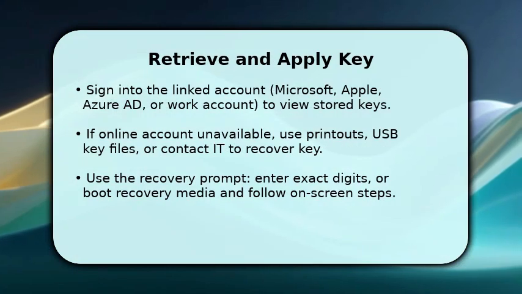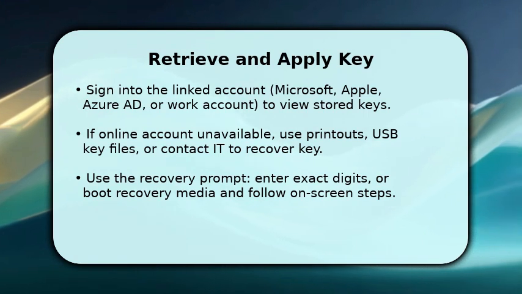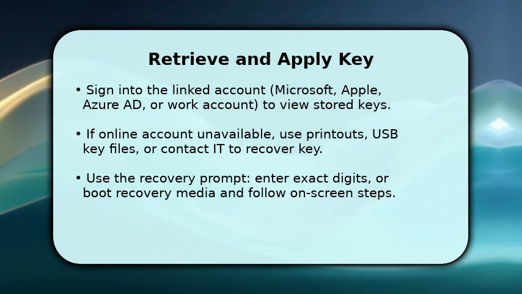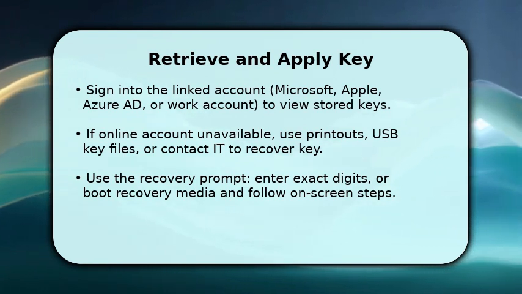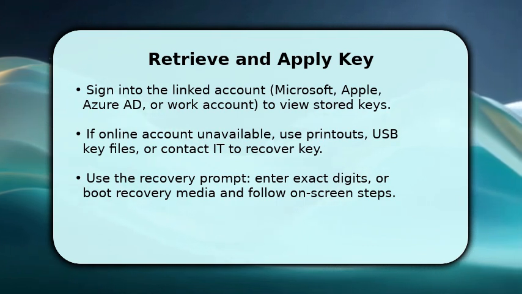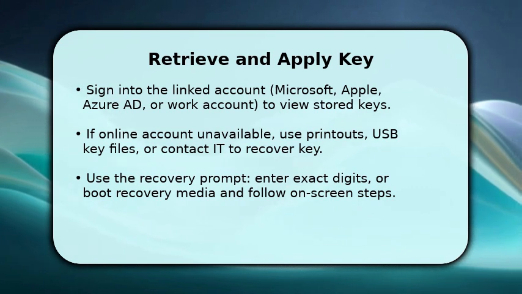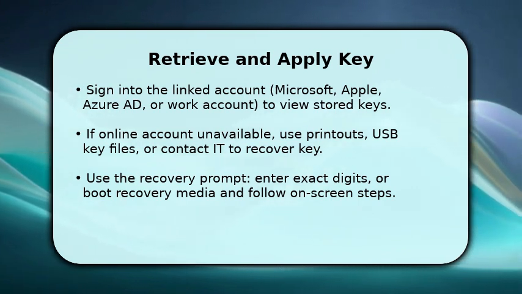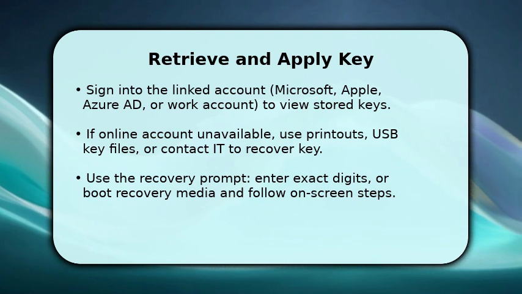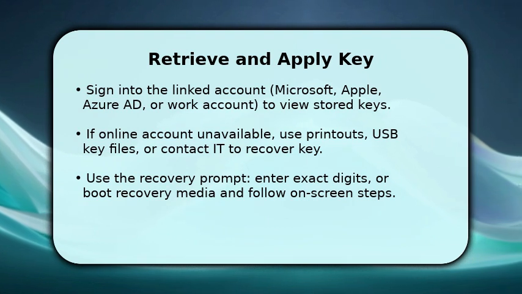You now retrieve the stored key. Sign into the linked Microsoft or Apple account or your Azure AD/Work portal because that's where providers store recovery keys. If you cannot reach that account, locate any printed key, exported TXT file on USB, or ask your IT admin for the escrowed key. Once you have it, return to the locked PC, access the recovery prompt or boot from prepared media, and carefully type the full recovery key. Make sure to enter every digit exactly as shown.